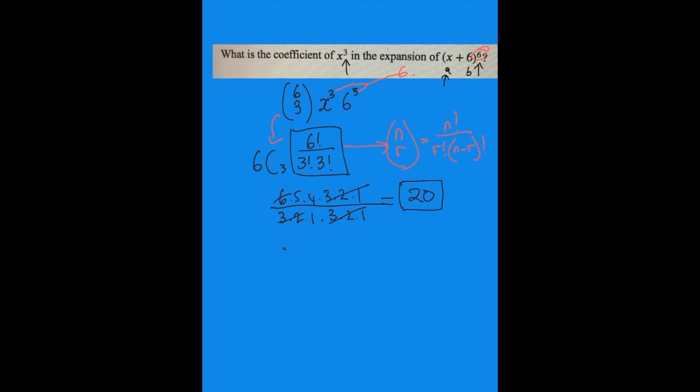So now we've got 20 x cubed, 6 cubed. Multiply those together using your calculator, and that equals 216 times 20, which is equal to 4320 x cubed. So what they're asking you for is the coefficient. So this is the answer. They want the coefficient of the x cubed term, which is 4320. Whoopee!